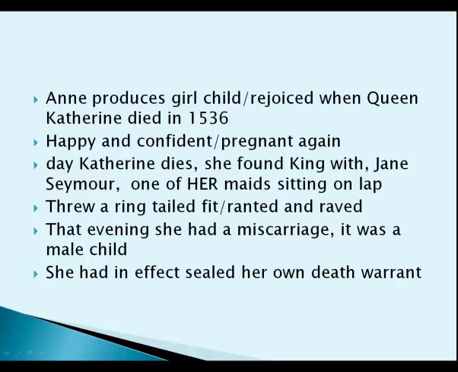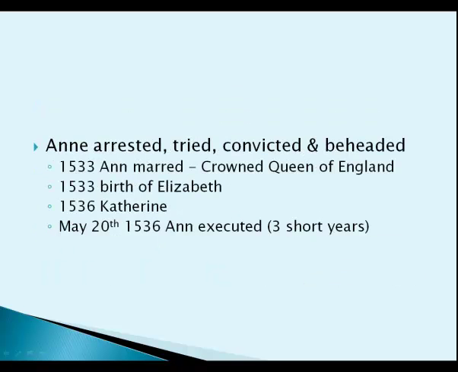And Anne threw a ringtail fit. She ranted and raved and called the king names and called Jane Seymour names and runs back to her room. And that evening she had a miscarriage. The child, it was a boy, it was a male child. What Anne had done was seal her own fate, signed her own death warrant, so to speak. You just don't do that to the king, not when the king has the power of life and death. Well, they had Anne arrested, tried, convicted, and beheaded.